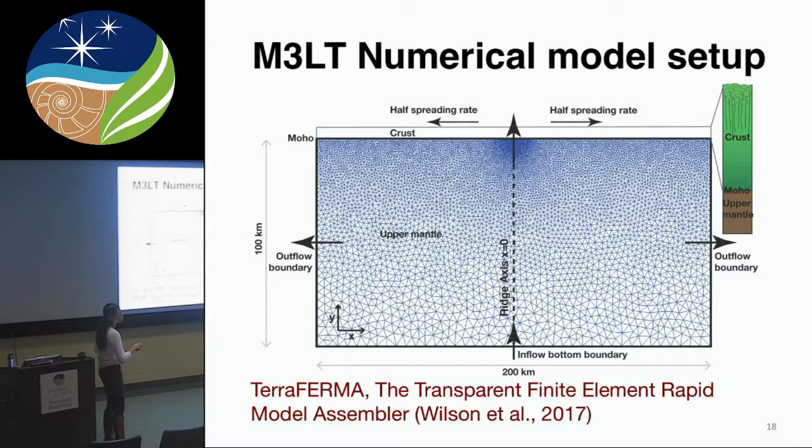And you can see all these little triangles. That's how I'm discretizing my rectangular domain. It is important to try to resolve the ridge axis, because there's a lot of gradients there that need to be resolved at finer scale. And to save computational time, the triangles get bigger as you go away from the ridge axis. And what I use here is TerraFERMA, which is the Transparent Finite Element Rapid Model Assembler. And this uses open source libraries like PETSc, FEniCS, and other things like that, which I can talk about more if anyone's interested.